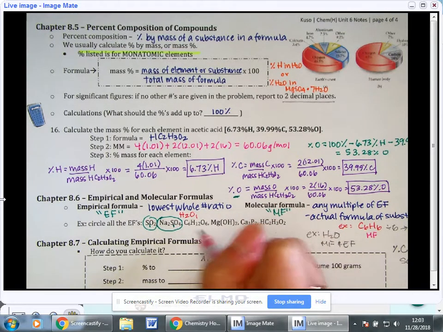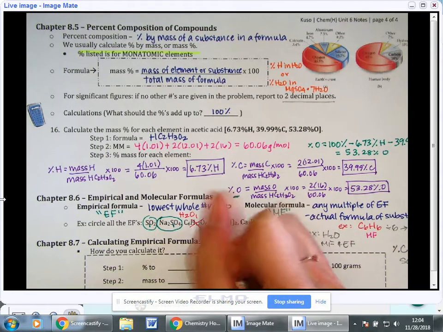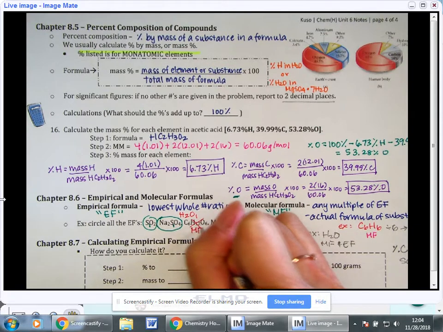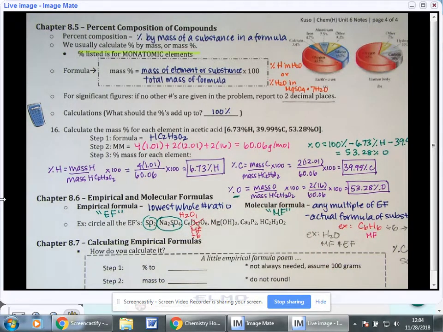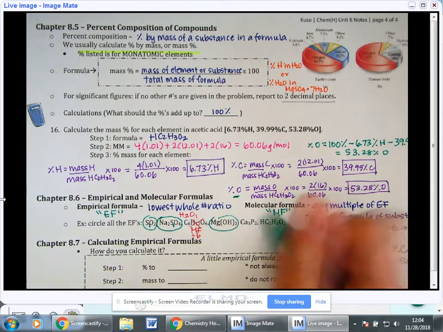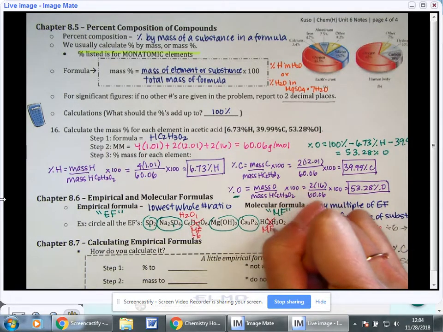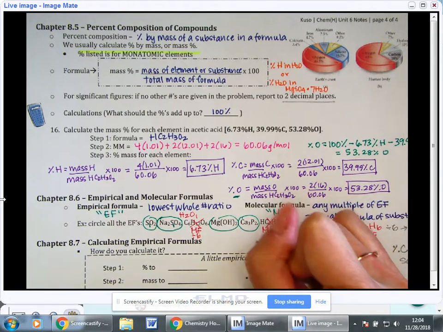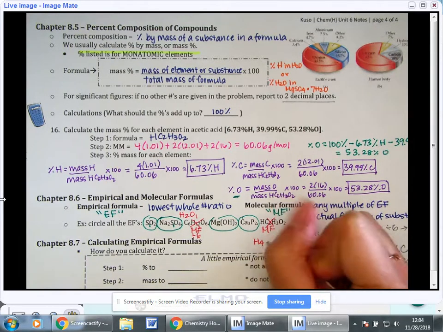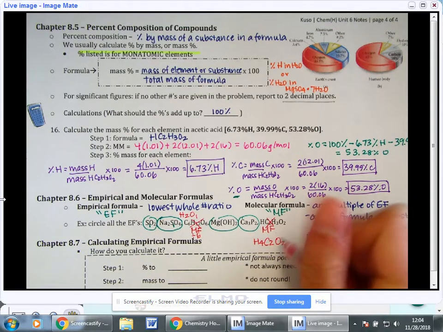Something like glucose, though, C6H12O6, is not an empirical formula. It's a molecular formula because you could divide everything by 6. Magnesium hydroxide would be an empirical formula because it's already simplified. Same thing with calcium phosphide, already simplified, 3 to 2. And then the last one, acetic acid, is actually a molecular formula. If you were to consolidate the hydrogens, you actually have 4 hydrogens, 2 carbons, and 2 oxygens. So you could divide everything by 2.